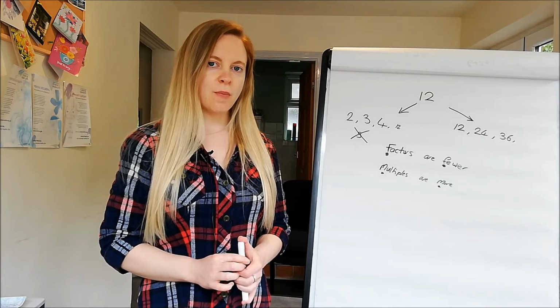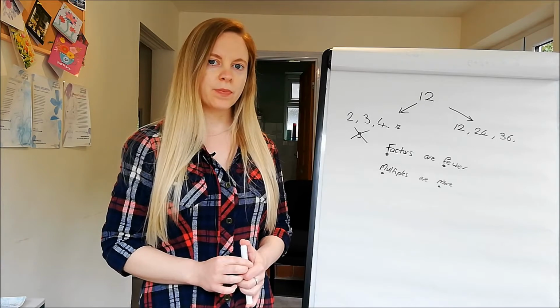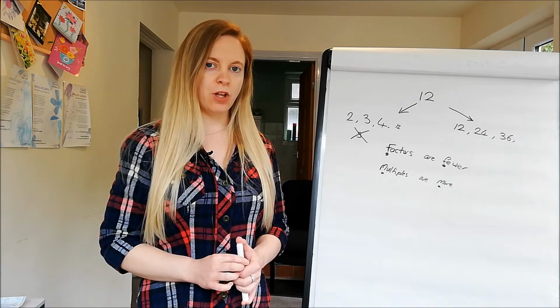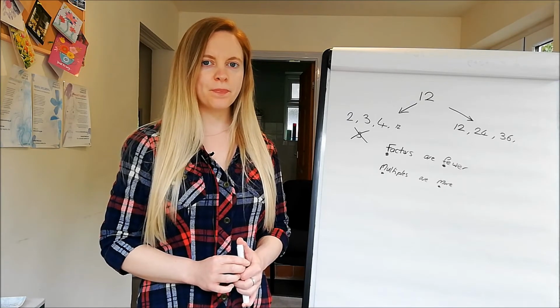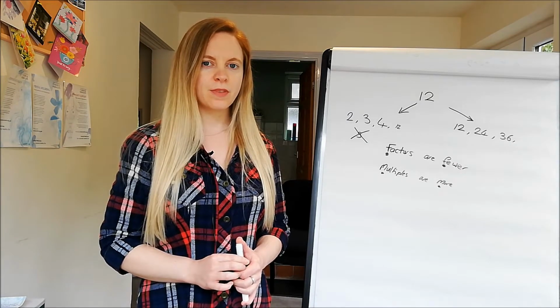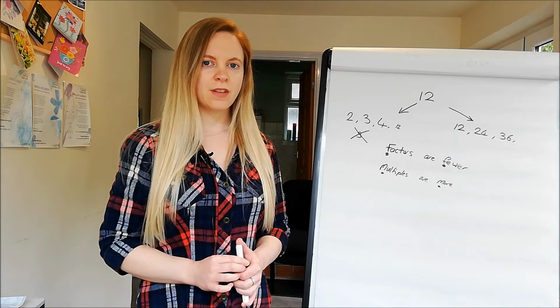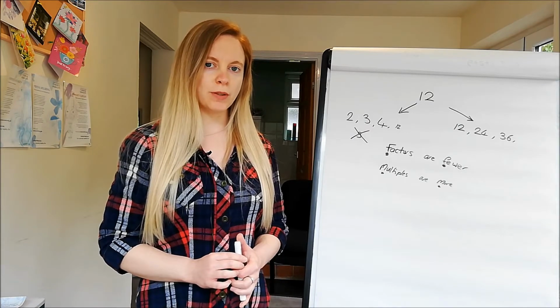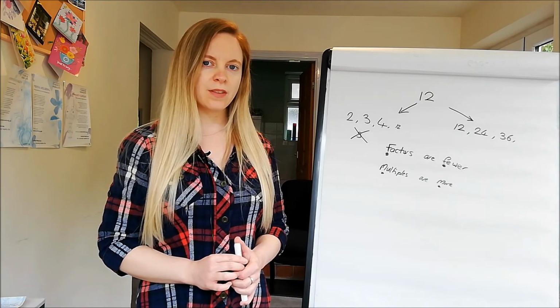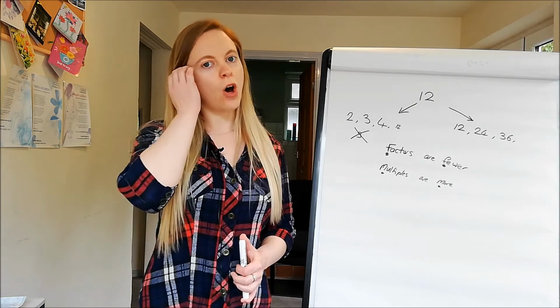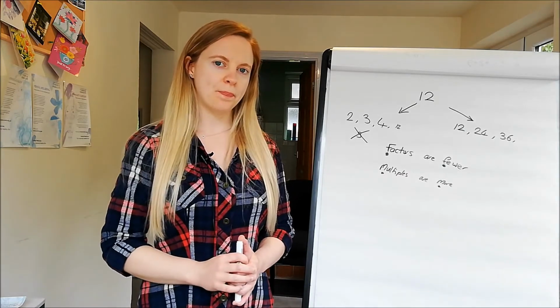The highest common factor is given by the middle of the Venn diagram. The lowest common multiple is given by the whole Venn diagram.